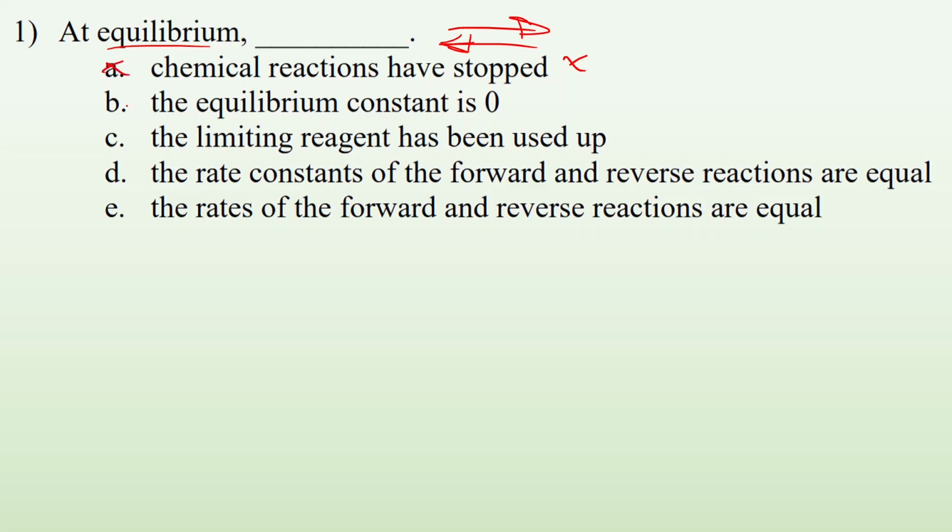So not A. B, the equilibrium constant is 0. That is not true. C, the limiting reagent has been used up. That is also not true. D, the rate constants for the forward and reverse reactions are equal. Maybe. Let's see E, the rates of the forward and reverse reactions are equal. So it's definitely going to be this right there. The rates of the forward and reverse reactions are equal at equilibrium.